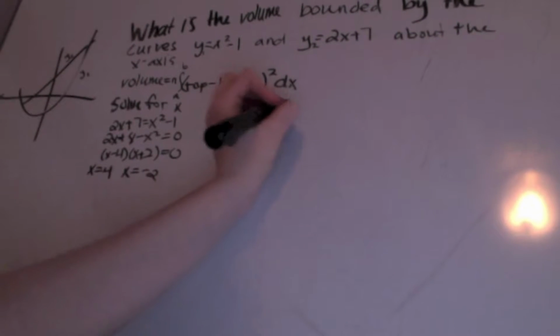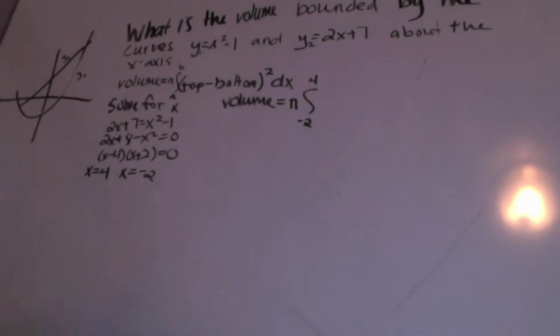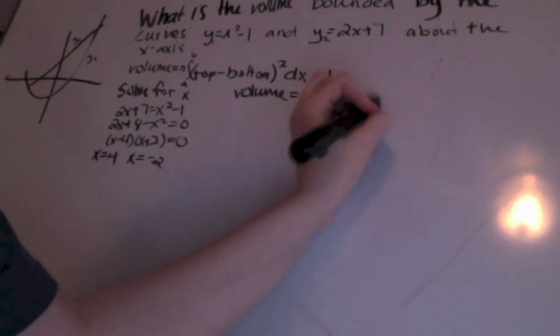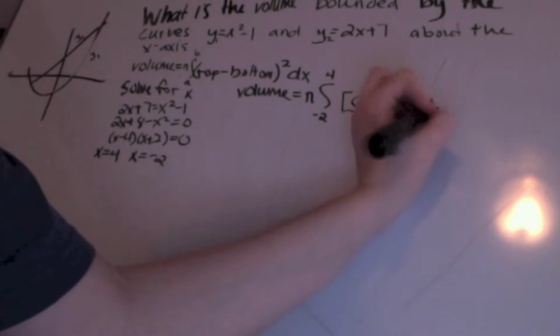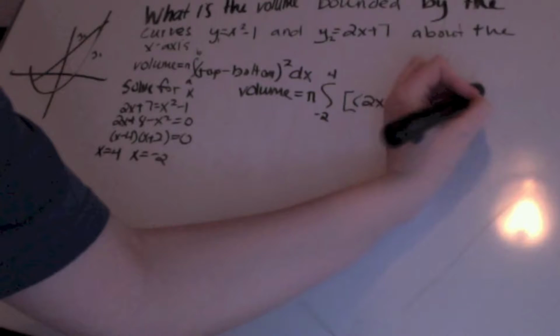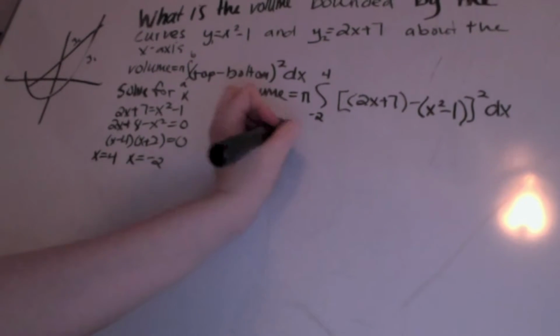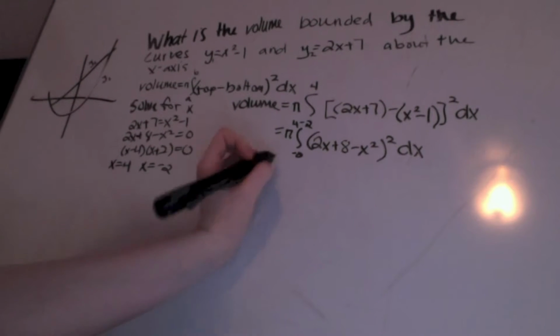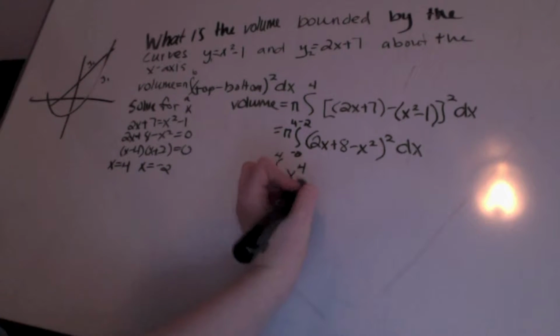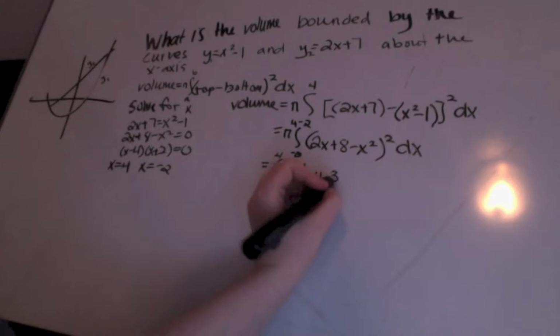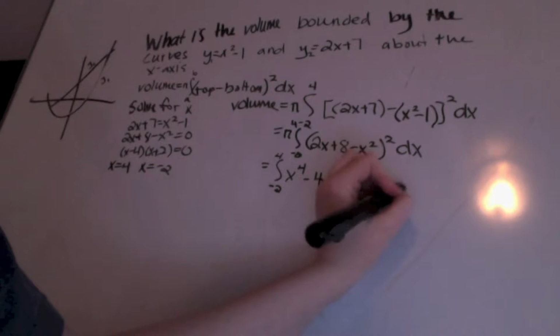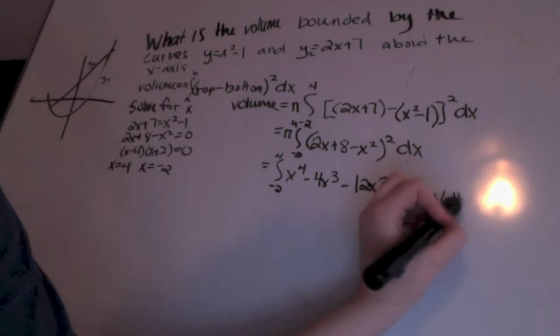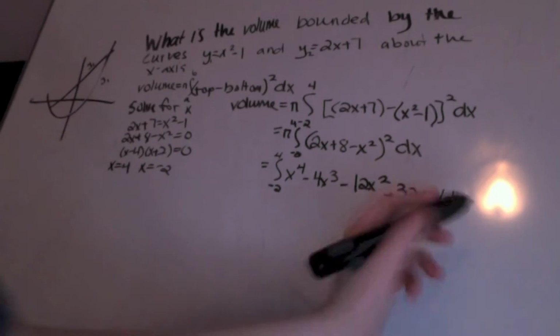So volume equals pi integral from negative 2 to 4 of 2x plus 7 minus x squared minus 1, and all of that is squared dx. Then you're going to distribute the squared, and so you get that volume equals pi times the integral from negative 2 to 4 of x to the 4th minus 4x cubed minus 12x squared plus 32x plus 64 dx.